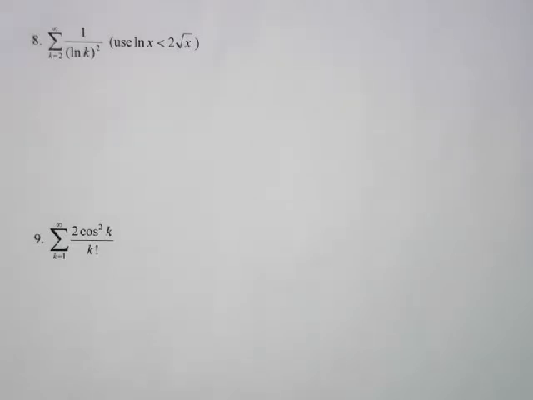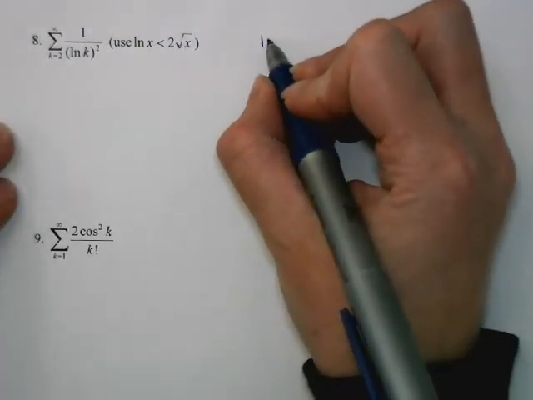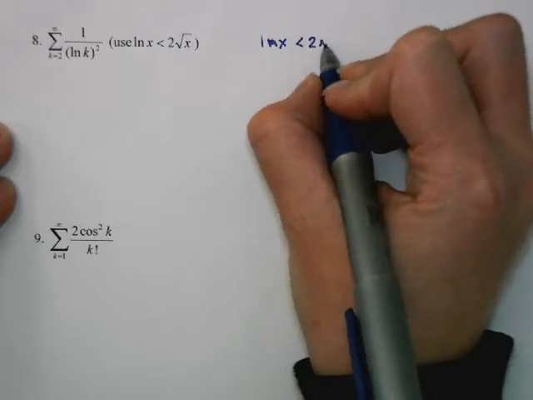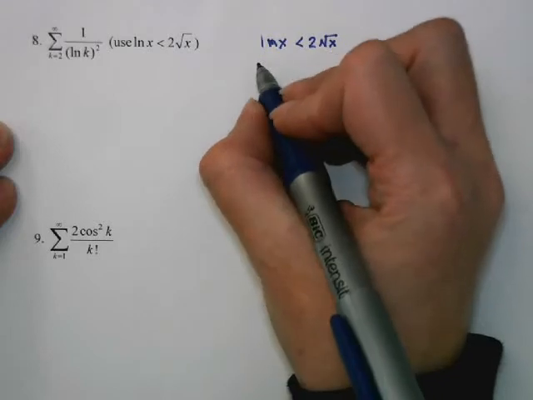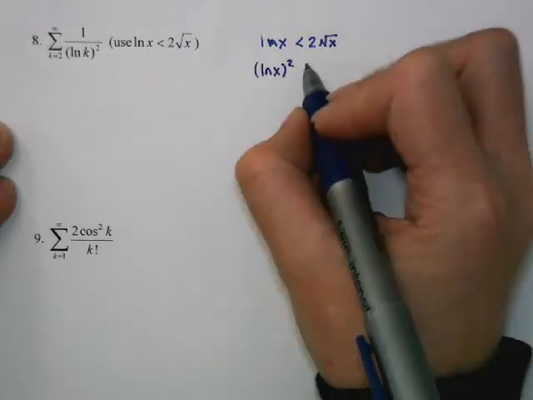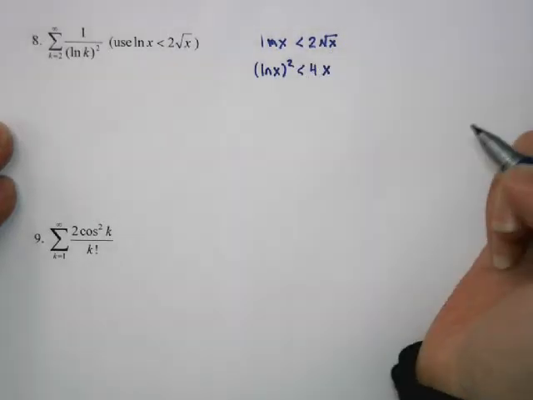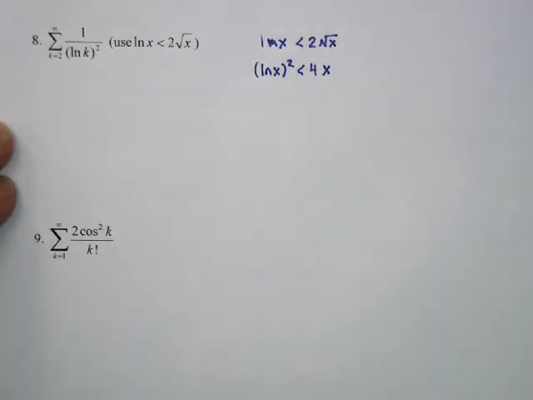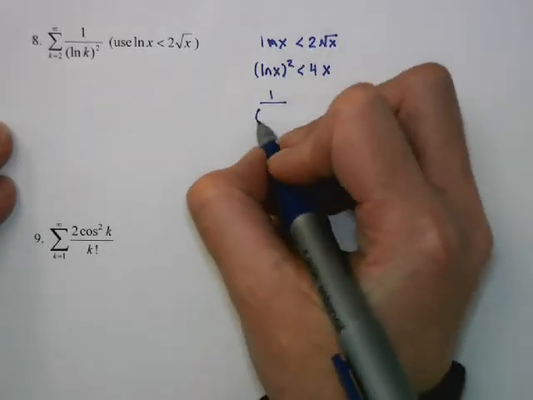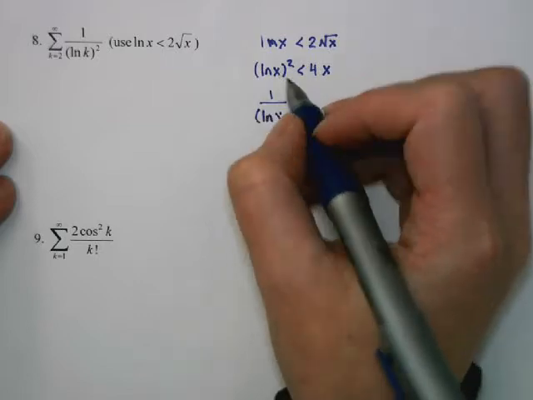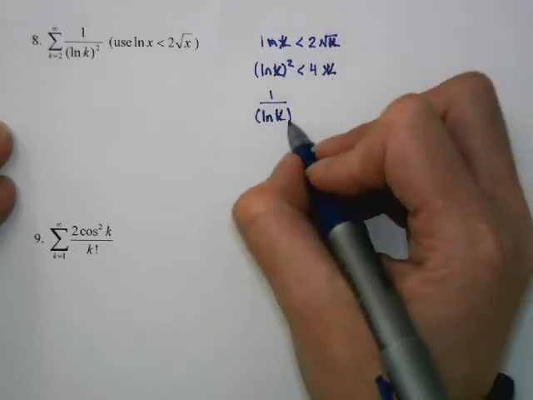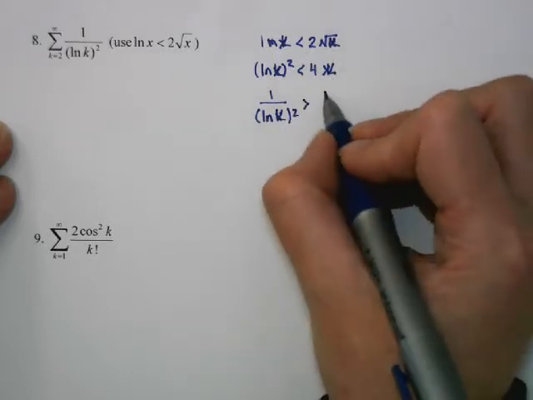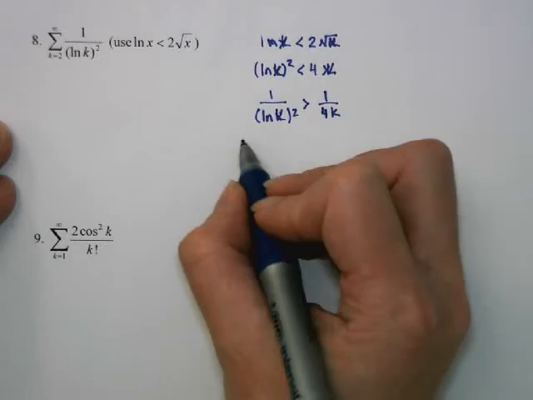So I'm doing a comparison test with 1 over natural log k squared. We are conveniently told to use that the natural log is less than 2 root x. So let's just start there and go with it. Okay, so natural log is less than 2 root x. We're building this series, so I'm going to square both sides. Squaring 2 root x, we get 4x. So then the reciprocal, actually we should make these k's, is going to be bigger than 1 over 4k.